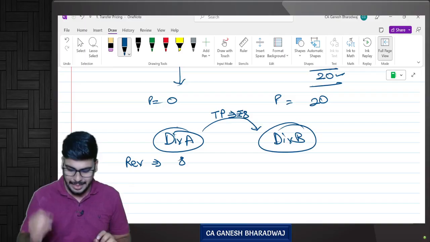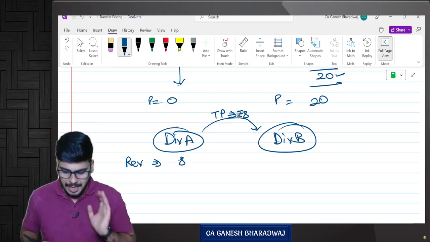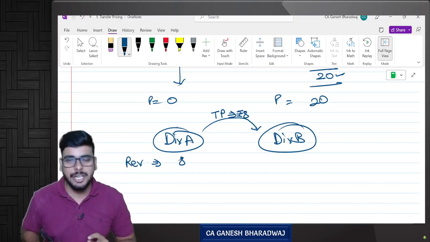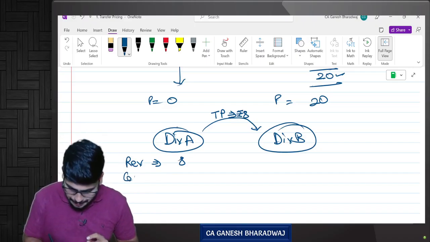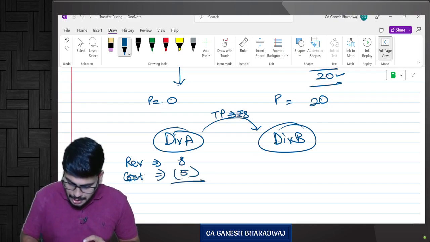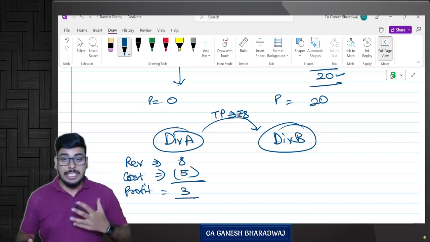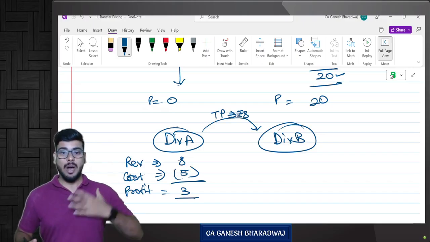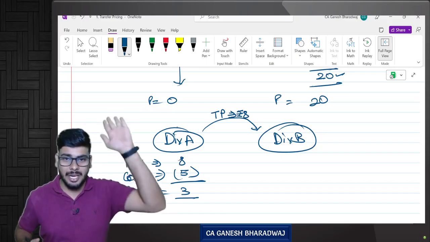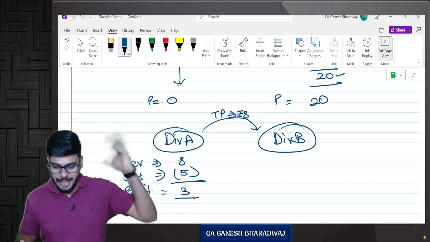As simple as that. Now look at how beautifully it works. Division A, every time they sell one unit, generates a revenue of 8 rupees. Now how much is the cost? The cost is 5 rupees for them, as we already saw. So the profit is going to be 3 rupees. Division A says, now I am booking a profit of 3 rupees. Earlier it was just a cost center, no profit. But now they have started generating profit.